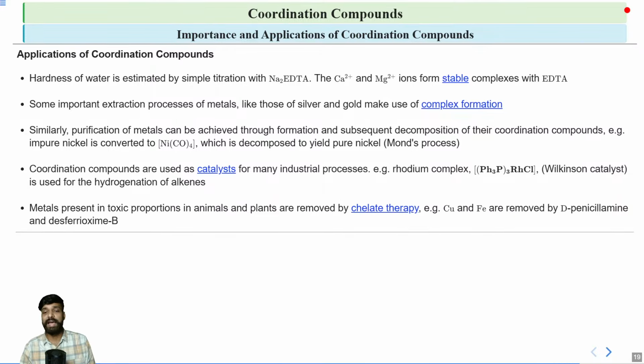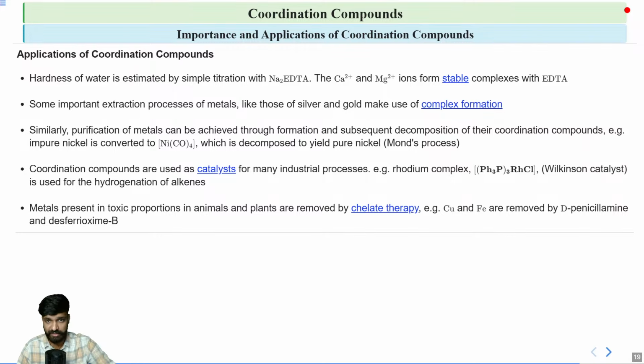Got it? Lastly, this can also be used for the removal of toxic materials. For example, copper and iron, if the amount of copper and iron become excess than the required amount, then they are removed with the help of D-penicillamine, okay, or desferrioxamine. In both of these cases, what will happen? Your ligands will chelate with the copper and iron, and further they can be removed.